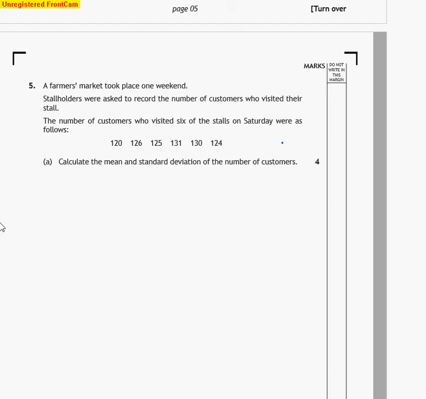The first thing I would do with these, I always like to just write it in order. You don't have to, but I do just like to do it that way. So 120, 124, 125, 126, 130, and 131. It's just helpful, for me anyway.